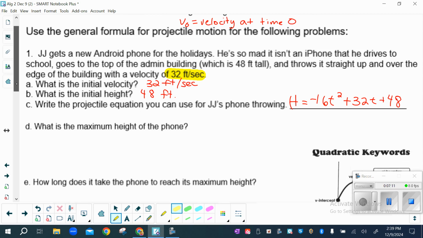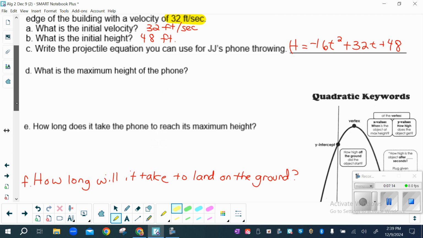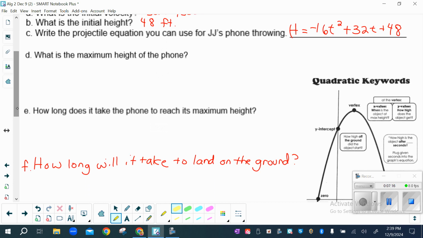Okay. So now we want to find the maximum height of the phone. So how do we find the maximum height of the phone? What do we do to find the maximum height? What are we doing on Friday? This is in standard form, right? After that, we do the A/B thing. We're going to use an A and a B. It's x equals, in this case, it's really a t, negative B over 2A.